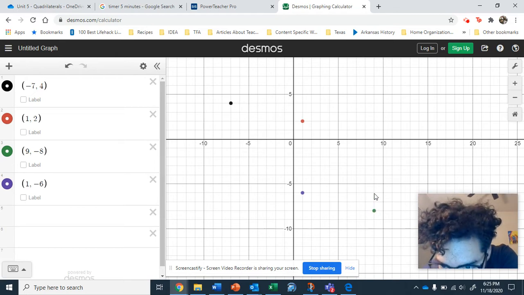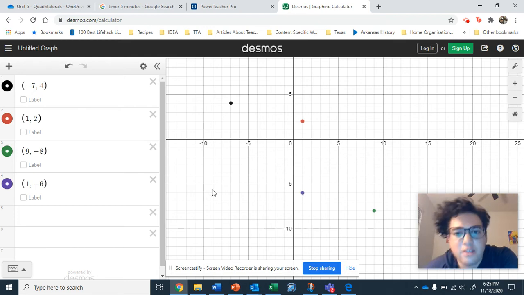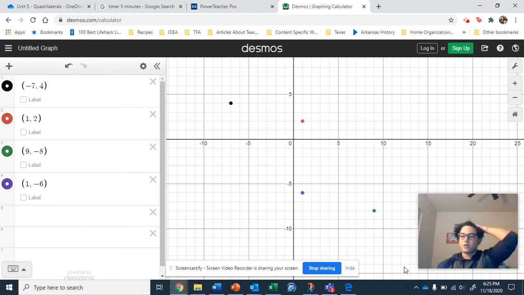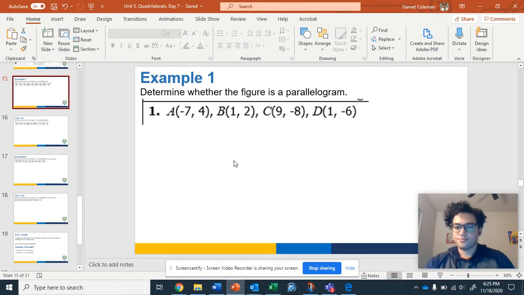Cool. Let's check these ones. The rise is 2. The run is 1, 2, 3, 4, 5, 6, 7, 8. Perfect. So those are parallel. And then it looks like these ones are parallel as well. We also are going to check using the distance formula how long these lines are.